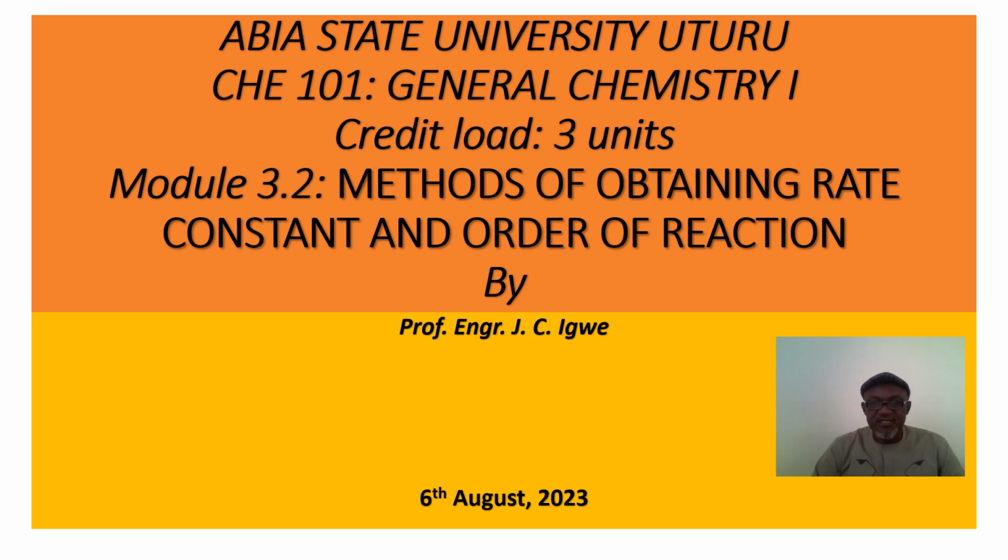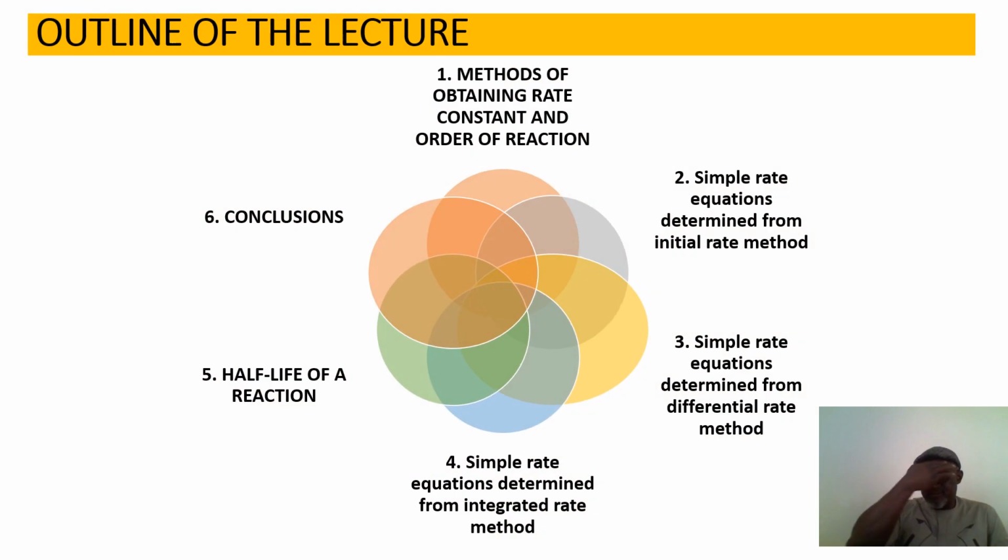Remember I said that the rate law in Module 3.1 must be obtained experimentally. So we're going to look at the methods we can use to obtain this rate constant and order of reaction. And once we're able to obtain the rate constant and order of reaction, then we can obtain the rate law. We're going to look at methods of obtaining rate constant and order of reaction.